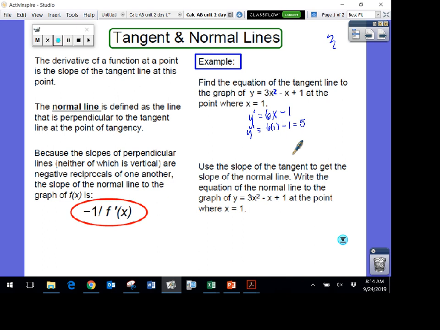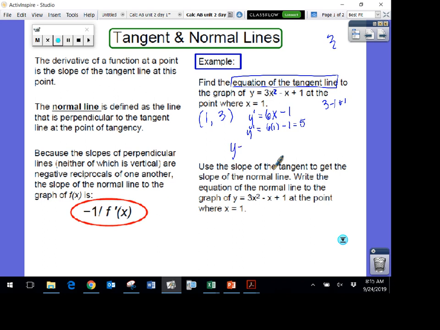y prime is the derivative. The derivative is the slope of the tangent line. We want an equation of the tangent line. If you need to, circle or box that. If it said what is the slope of the tangent line, 5 would be our answer. It says equation of the tangent line, so we need to figure out the y value that goes with x equals 1. What's the point on this graph? What's the y value when x equals 1? So 3 times 1, 3, minus 1 plus 1. So we get the point (1, 3).